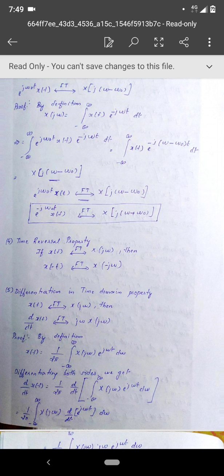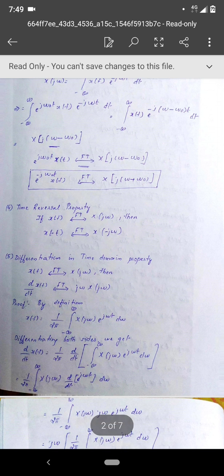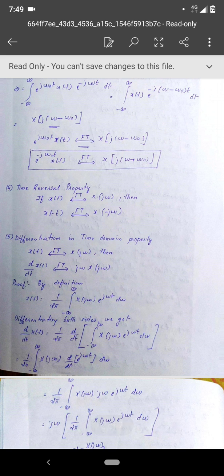That is, if x of t is being multiplied with e raised to minus j omega naught t, then that is simply x of j omega plus omega naught in frequency domain, or after finding the Fourier transform, that is the result. Okay. Now the fourth property, that is time reversal property.